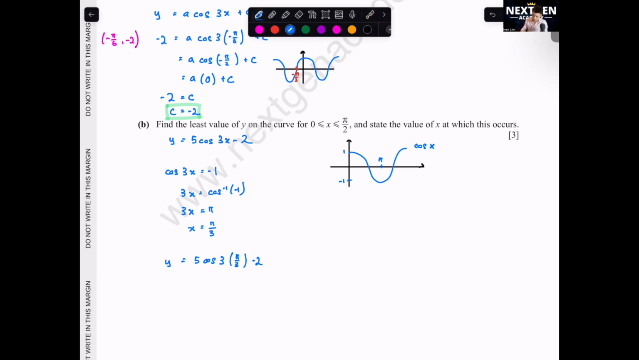So here you substitute. This one will be 5 times negative 1 minus 2, which will be equal to negative 7.